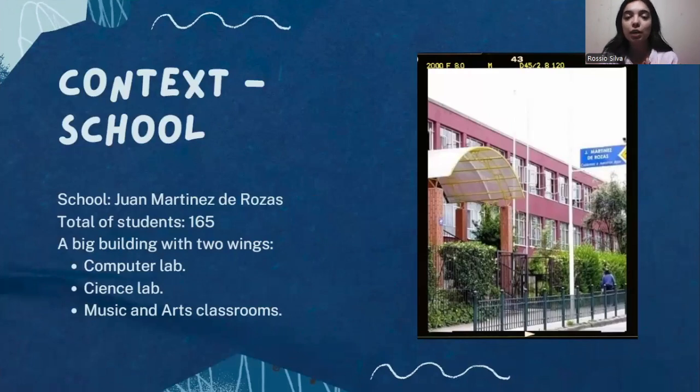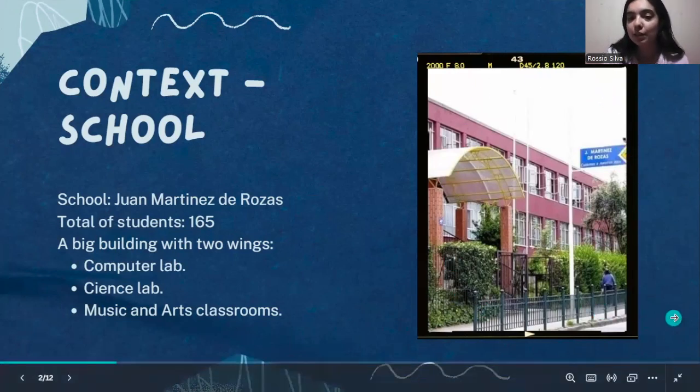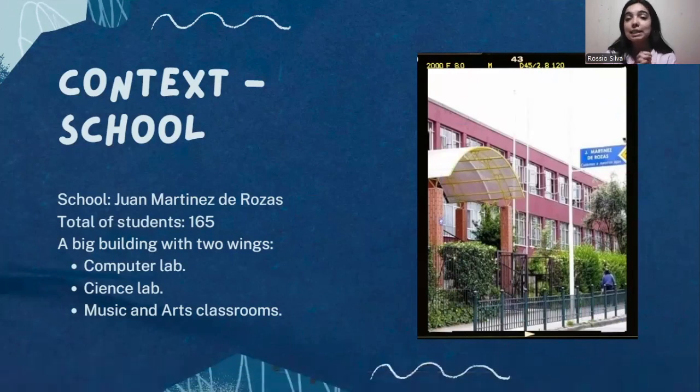I was working for a whole year in a school called Juan Martínez de Rosas. Here we have a photo of it, located at the center of Concepcion. It has a total amount of 165 students, and in terms of the building, it is a big building with two wings. The first wing that is in the front has the rooms from primero medio to cuarto medio. Has a computer lab, science lab, bathrooms, the principal office, teachers' room, and other features.